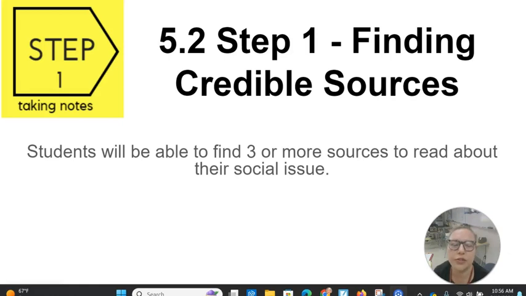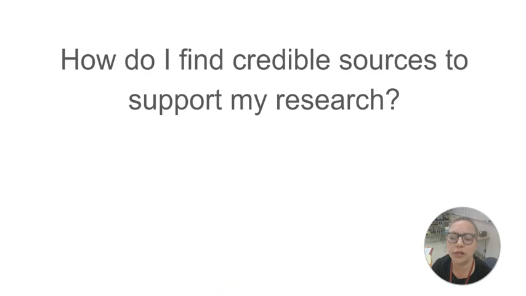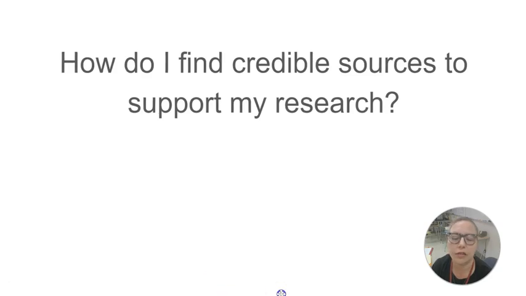Hey guys, it's 5.2, step 1, finding credible sources. The learning objective is students will be able to find 3 or more sources to read about their social issue. So the key here is all about this word credible, and that's what I want you to be thinking about as you watch this video. How do I find credible sources to support my research?